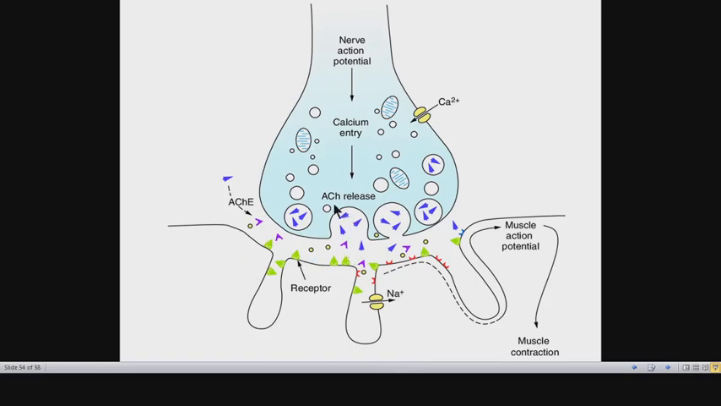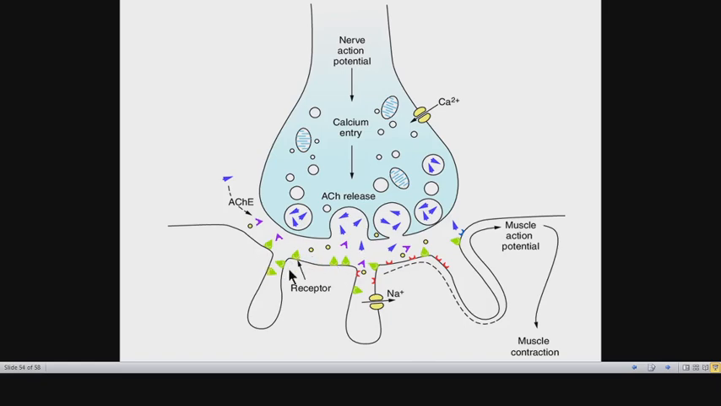And acetylcholine, which is released from the presynaptic membrane, from the terminal part of the nerve, will activate receptors found on the postsynaptic membrane, receptors found on the muscle fiber membrane. And these receptors are called acetylcholine receptors. As you can see, acetylcholine is blue in color, while the receptors are green in color. Acetylcholine will activate these receptors.